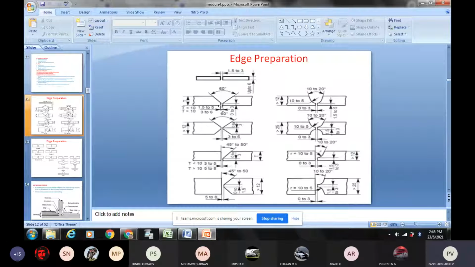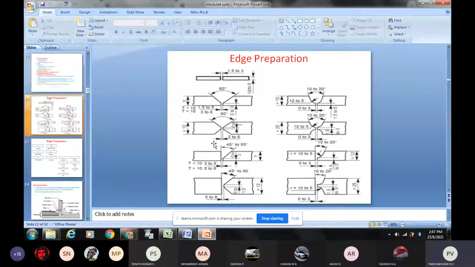See here, this is called chamfering. So one side chamfering is done. If the thickness is less than 10 millimeter, one side chamfering we can do. And there must be a small gap between metal A and metal B, so that liquid metal easily enters and fills all this gap, so that proper bonding will be obtained.